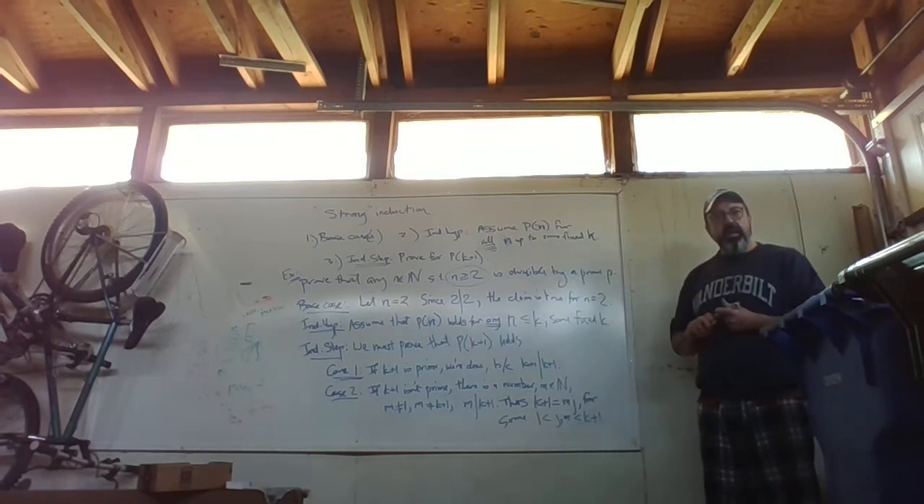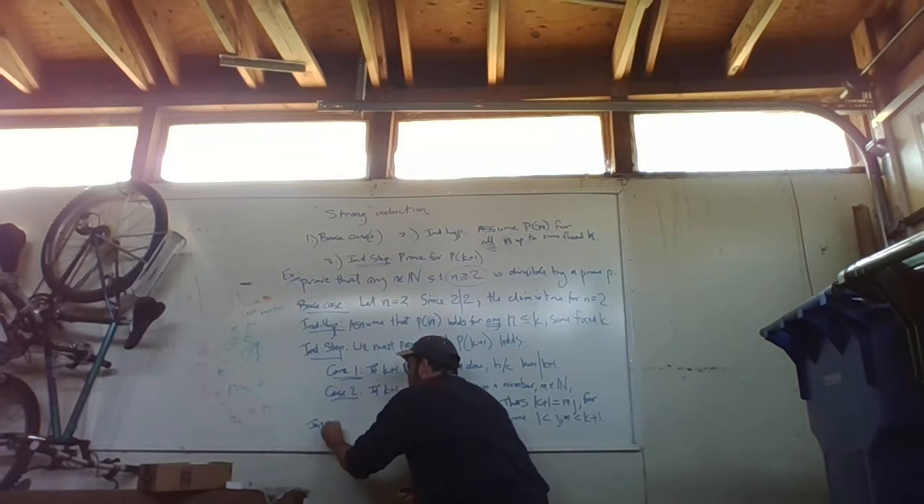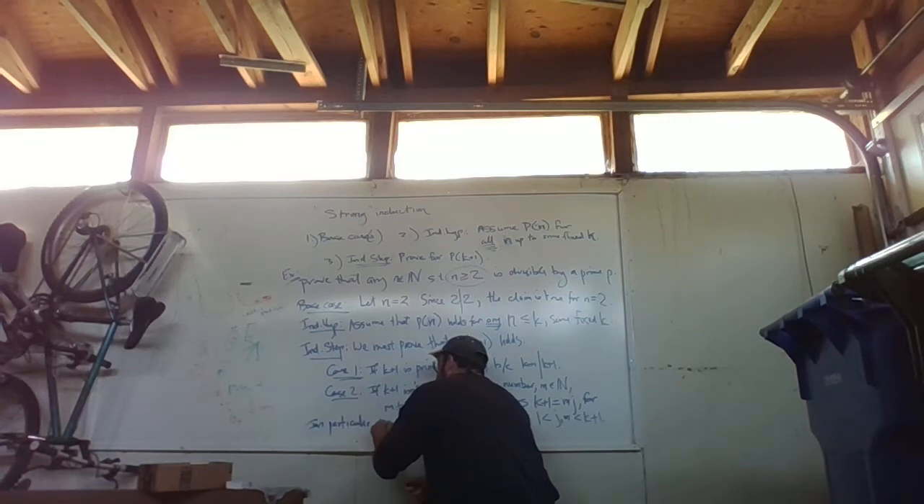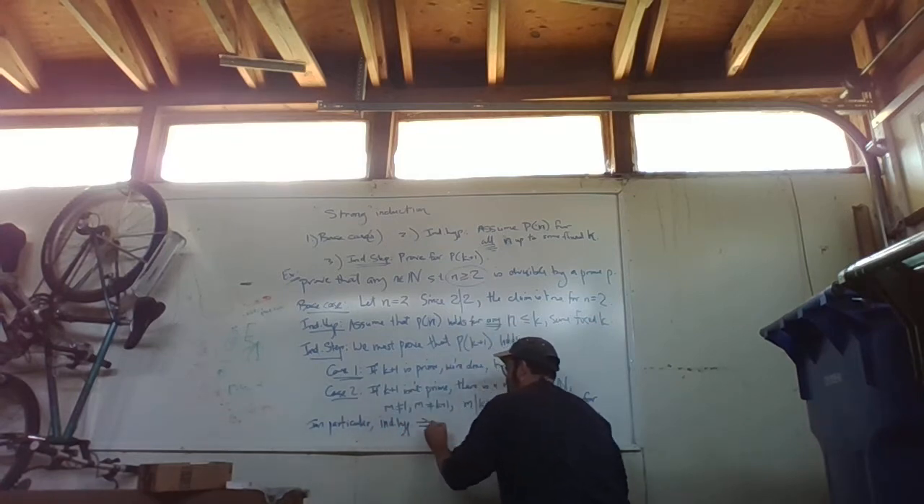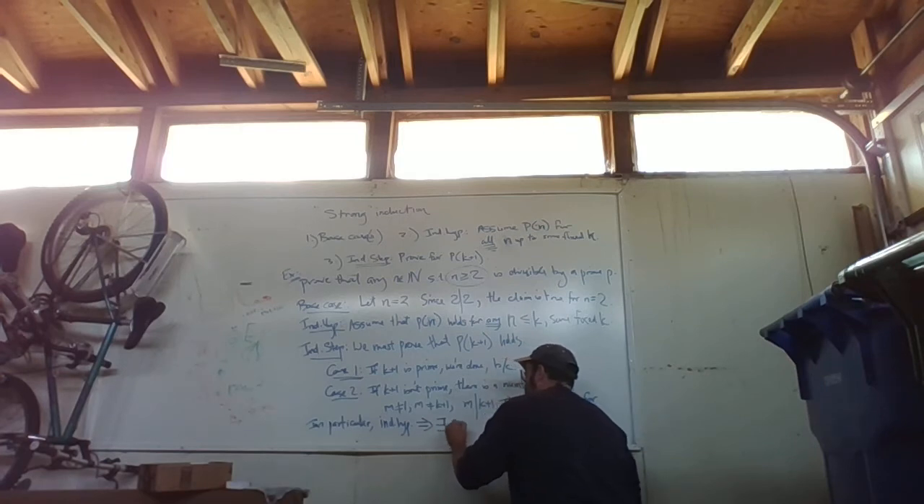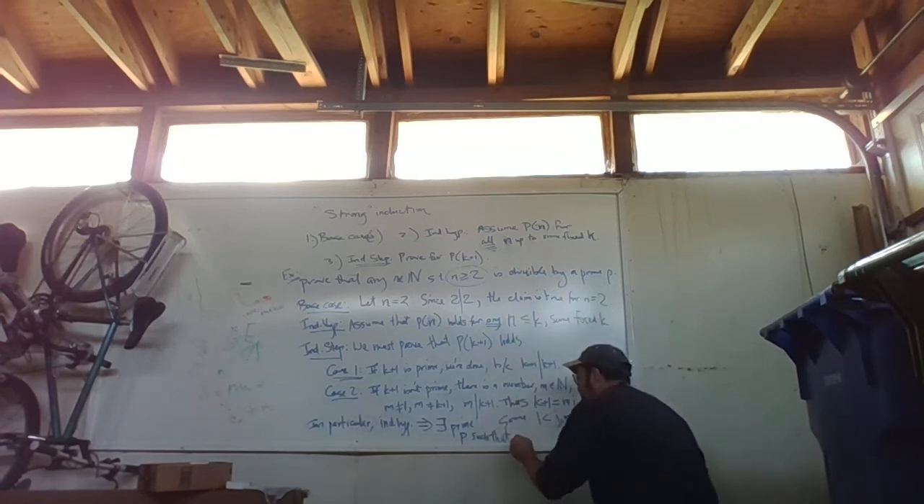What does that mean? That means there's some number, in particular, our inductive hypothesis implies there exists a prime number p such that, and I apologize, I'm trying to do this without erasing, such that p divides m.